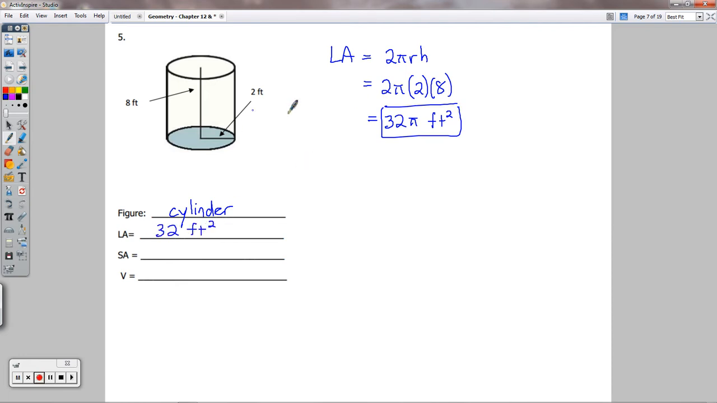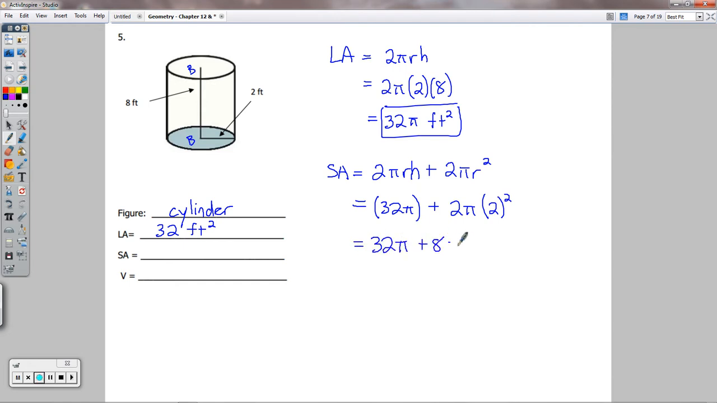Surface area, we have lateral area plus the two bases. The two bases are both circles in this case, so the formula in general would look like this. We've got 2 pi rh plus 2 pi r squared. We've already figured out the 2 pi rh part, it's 32 pi. And then 2 pi times radius squared. 2 pi times 2 squared. 2 squared is 4. 4 times 2 is 8. So you're going to have 32 pi plus 8 pi for a grand total of 40 pi.